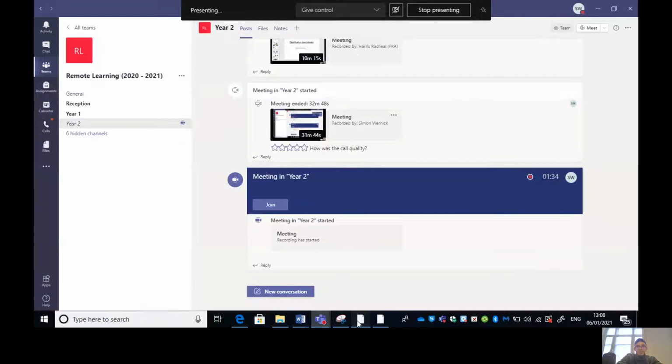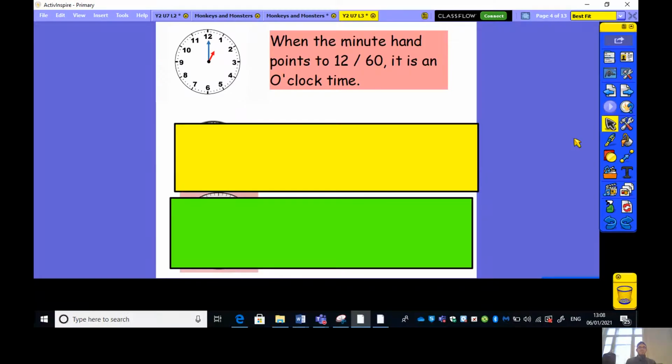What we're going to be learning about today is focusing on reading and writing the time for quarter past the hour. Before we move on to quarter past the hour, let's recap o'clock and half past first. Let me just share my screen. Hopefully you can now see this.